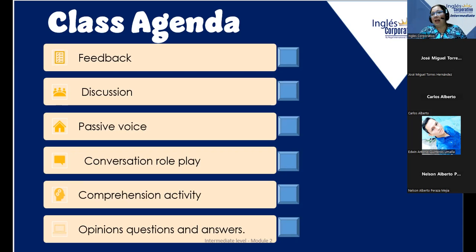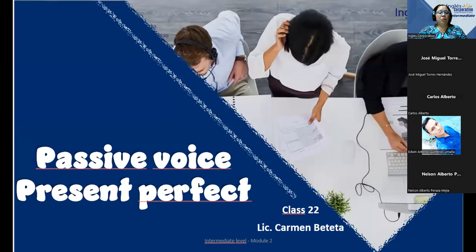Maybe outdoors also, or indoors, right? In a production plant. Not only a production plant, because in an office we can find some hazards too, right? Okay. The comprehension activity and the conversation role play will be between today and tomorrow. Then we have some opinions, questions, and answers. We want to talk about the passive voice in the present perfect tense, all right? Present perfect passive voice. This is your class number 22.